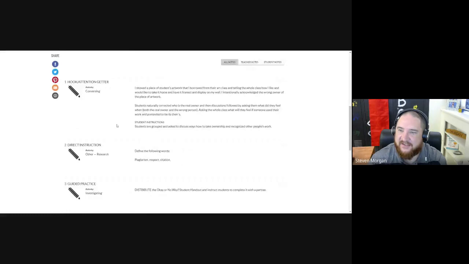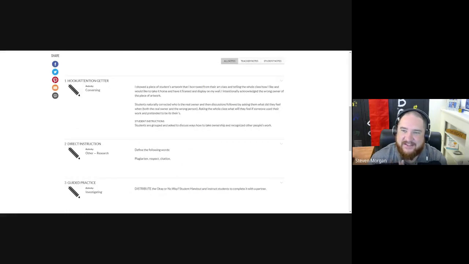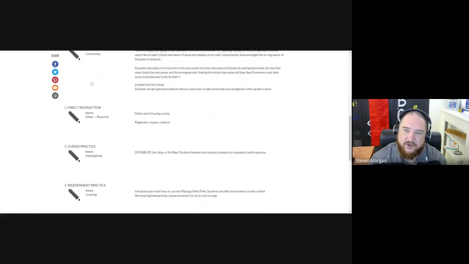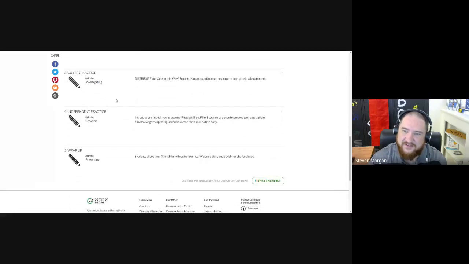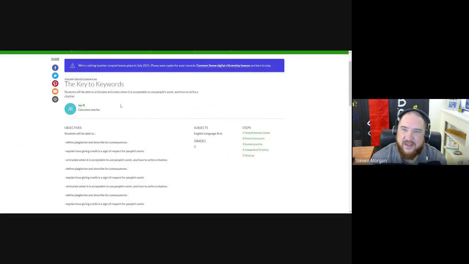This particular lesson has the teacher showing off a piece of artwork that the students know for sure was not created by a certain person, but the teacher is attributing it to someone else. And so then it starts looking at plagiarism, respect, and making sure that you're citing the right information, making sure that you're being truthful in your investigations. And then the students have to put those things together. And again, it has your hook, your direct instruction, your guided practice, your independent practice. It is a full lesson plan ready to go for you.